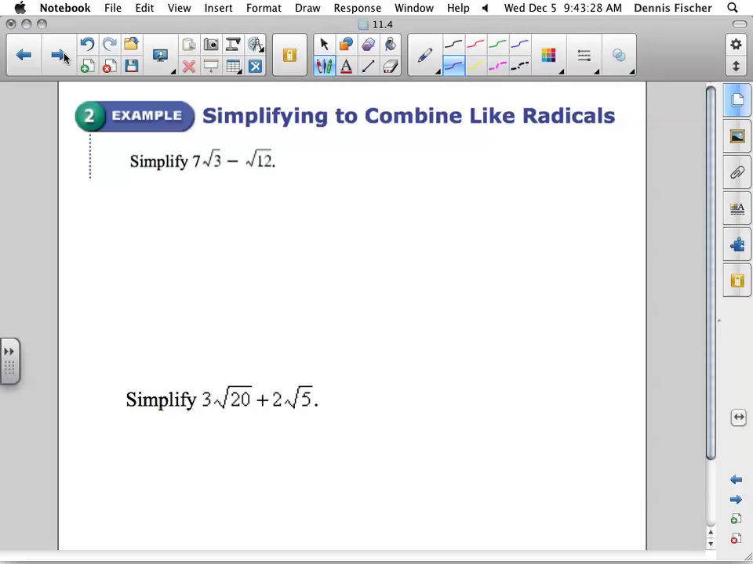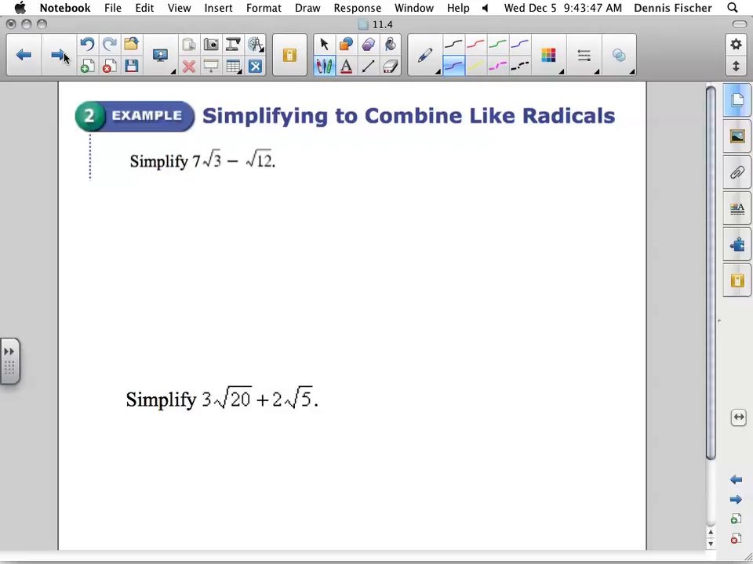Now you have to simplify down the square root of 12 so that it's combinable with the square root of 3. First of all, let's step it back. If I look at this problem to start with, I got 7 square root of 3 minus square root of 12, right? Let's go back to that definition we started with, unlike radicals. Can't combine them if they're unlike, right? As they are right now.